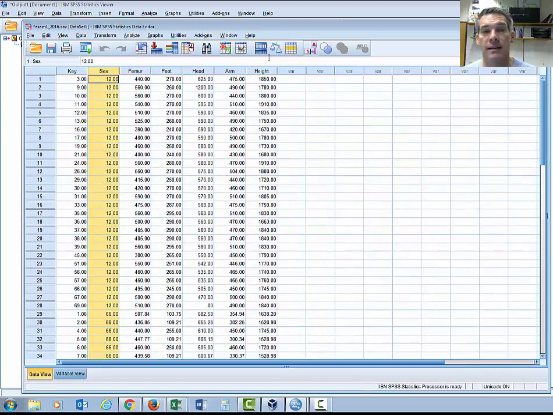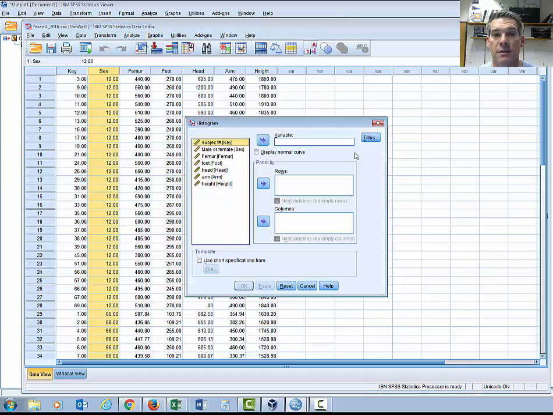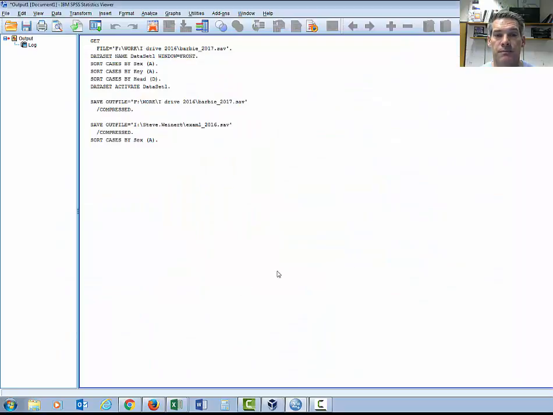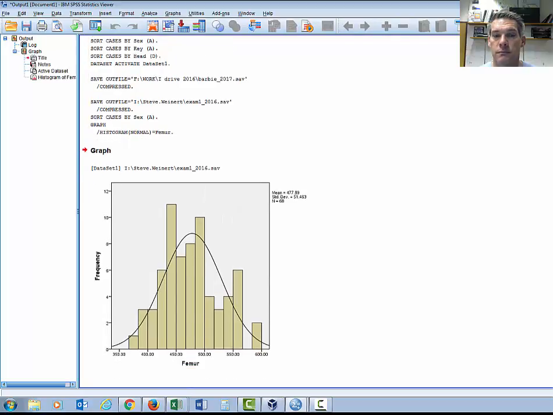As we go through the data, the first thing we always do when we look at the data is make histograms. Just look at the data, see if there's anything weird. So we're going to make histograms. We're going to start with the femur, by normal curve. The mean of .477 with a standard deviation of 51 seems relatively normal.